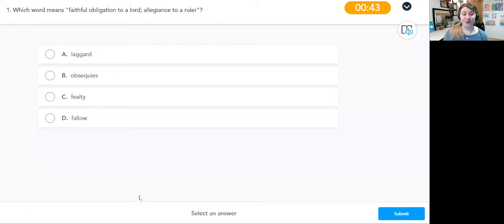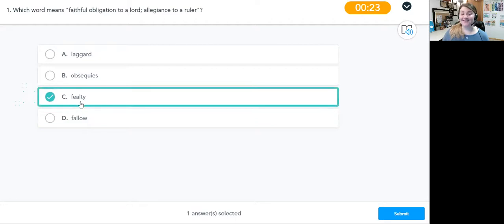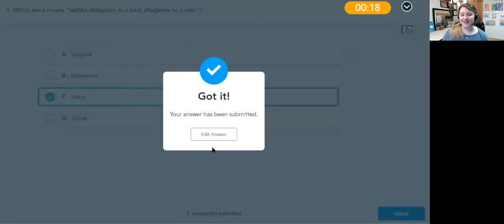In our first poll, which word means faithful obligation to a lord or allegiance to a ruler? Is it A, laggard, B, obsequies, C, fealty, or D, follow? So then students would have some time to answer the question here. And the correct answer for this one is fealty. So we're going to click that and choose submit. And the answer has been submitted.